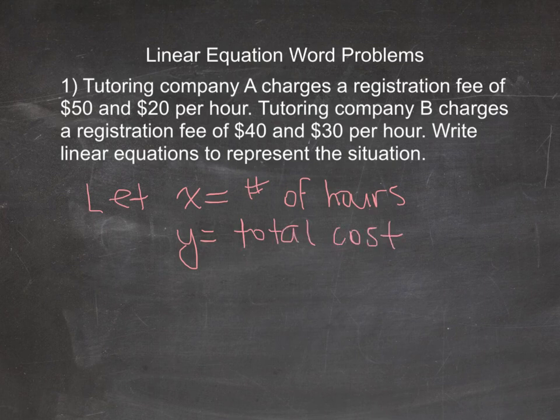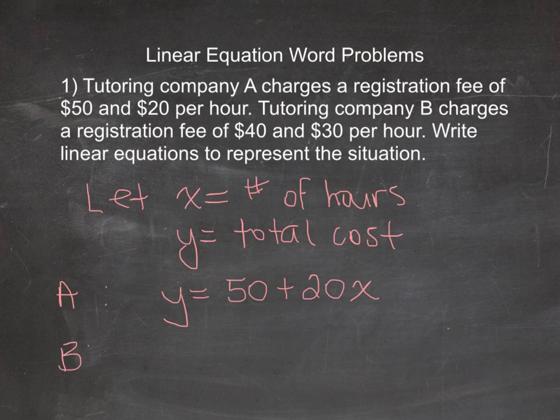Okay, so for tutoring company A, my total cost is going to be equal to my $50 registration fee plus $20 for every hour that I'm tutored. And for tutoring company B, same idea, my total cost will be equal to my registration fee, which is a fixed cost, plus $30 times every hour that I'm tutored. Okay, let's see another example.